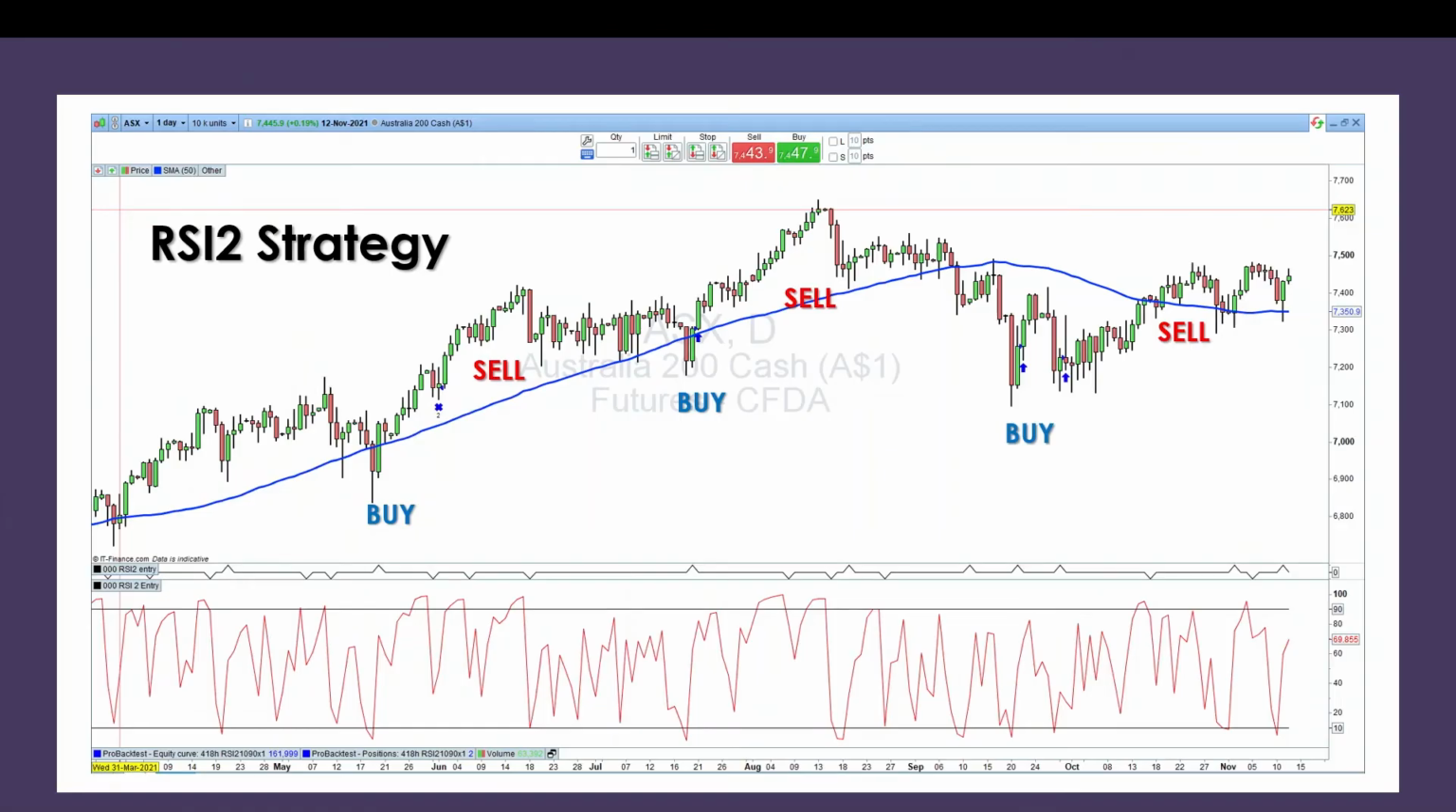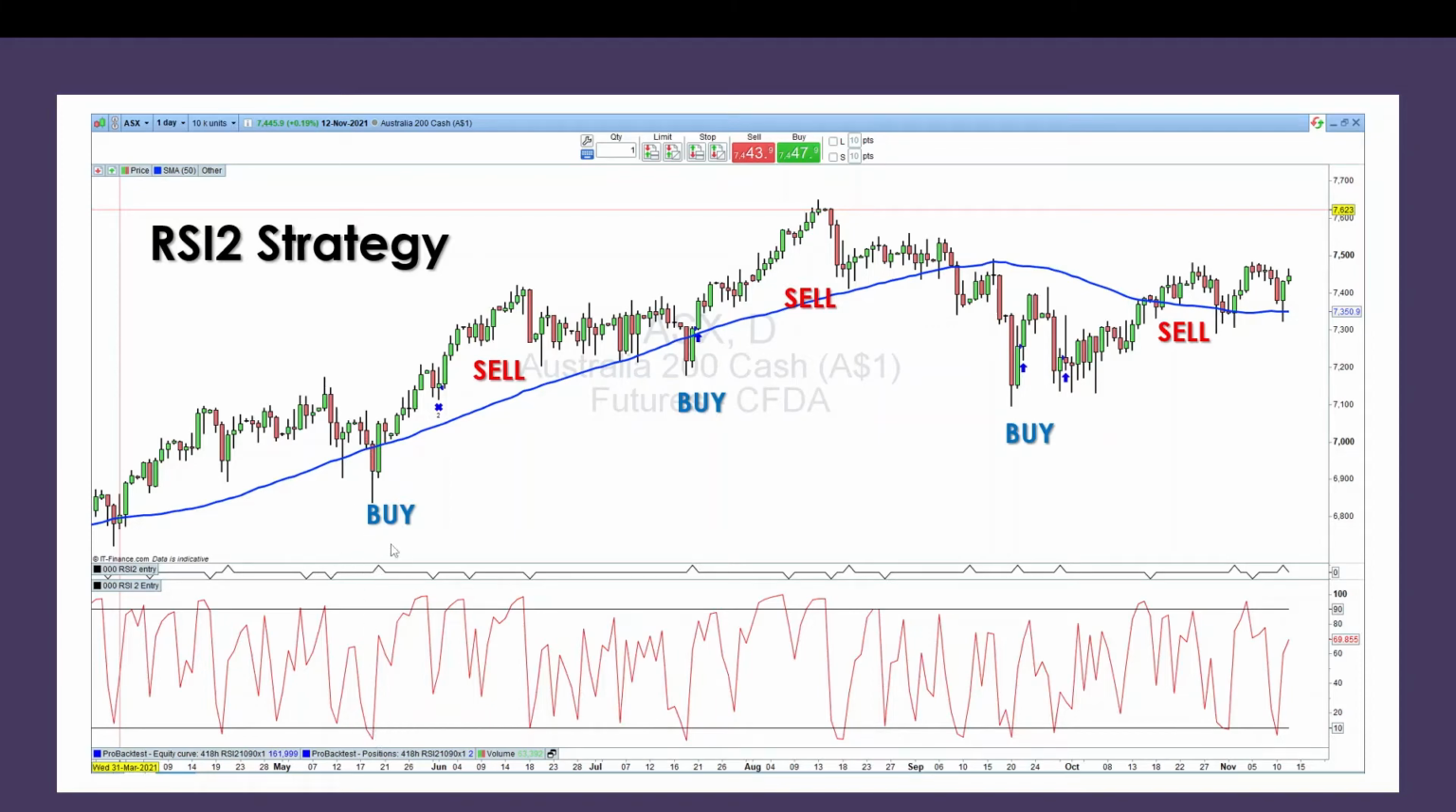Then we'll look at the RSI2 strategy. This is a very simple trading strategy. This is our RSI2, again straight out of most software packages. The RSI default position is usually RSI 14. We changed that parameter to a 2. So whenever the 2 breaks below the 10 down here and breaks above the 10, we enter a buy position.